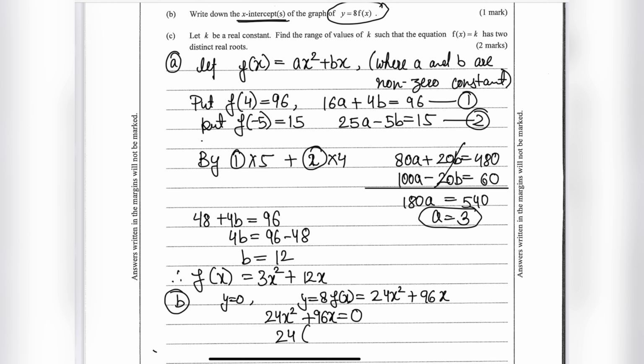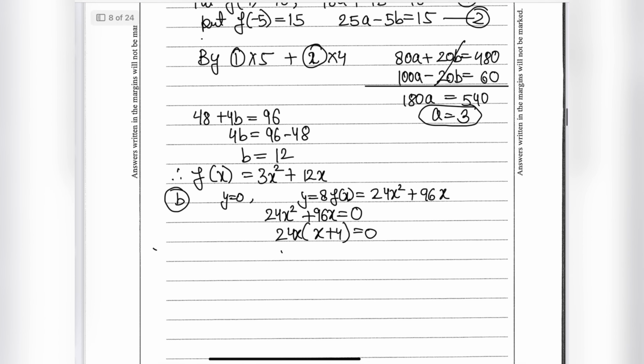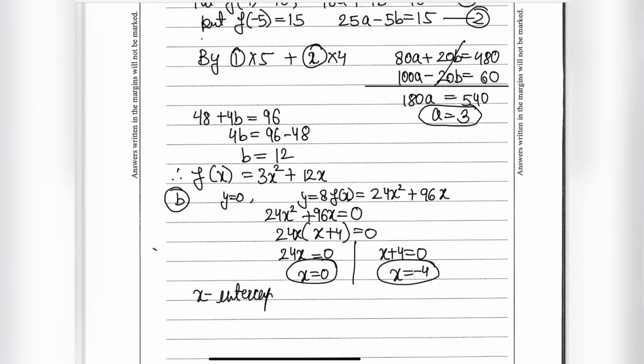24x takes common. So x plus 4 is equal to 0. Now we can put both of them equal to 0, one by one. 24x equals 0, so x is equal to 0. Then x plus 4 equals 0, so x is equal to minus 4. So the x-intercepts are 0 or minus 4. That's our answer.